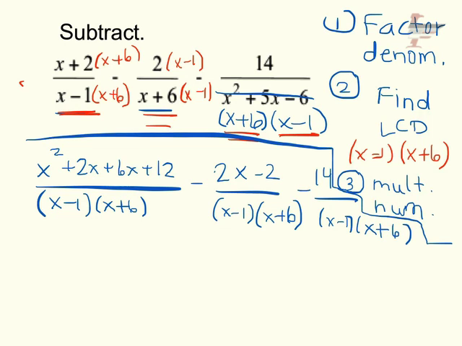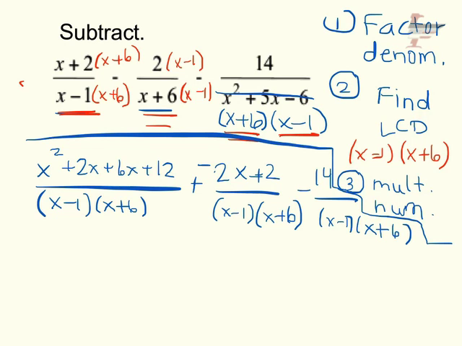Now I'm ready to subtract, and you need to be real careful. You're subtracting 2x, but then you're subtracting a negative 2. So I personally change this to a plus, a negative, and a positive, carrying that subtraction through that entire fraction. The minus 14 you don't have to worry about because it's just one number. Then you just combine like terms all across the numerator since your denominator is the same, and don't drop your denominator, right?